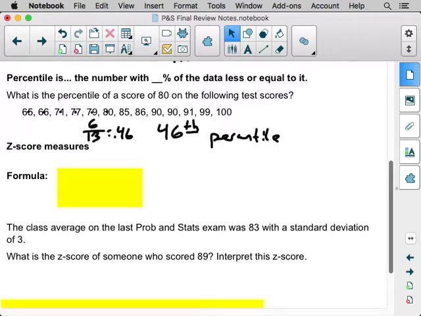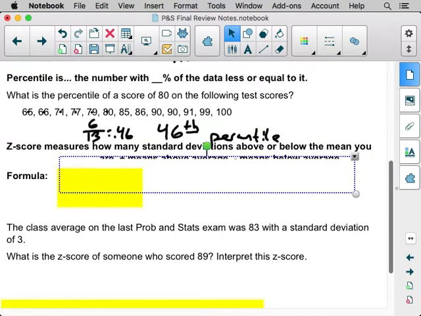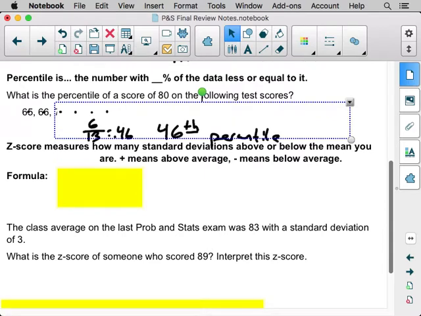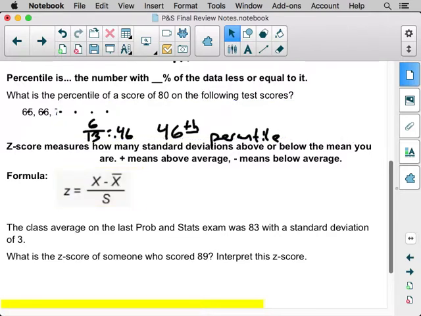Now, the next thing we talked about is z-score. And z-scores measure how many standard deviations above or below the mean you are, okay? A positive z-score means that you are above average. A negative z-score means that you are below average. The formula for this is we take our observation, we subtract the mean, and then we divide by the standard deviation.